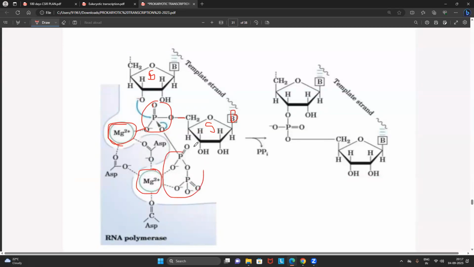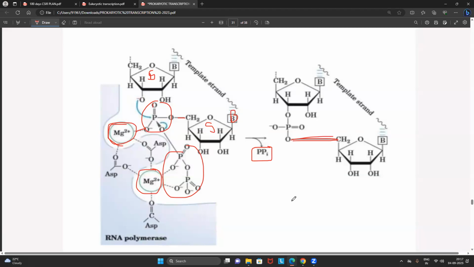It is releasing the two phosphate groups in the form of a PPi. As a result, friends, two nucleotides are added. That's such a simple step. Two nucleotides are added. Correct, na? Now all the students, try to understand me very correctly. Focus on what exactly I'm saying here.